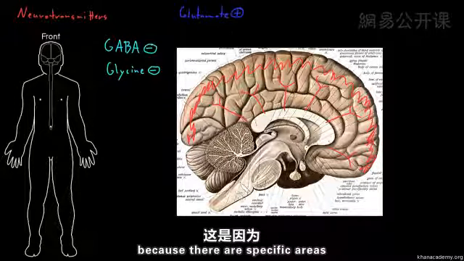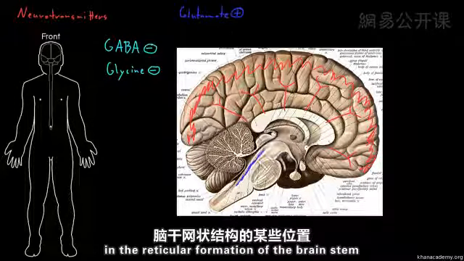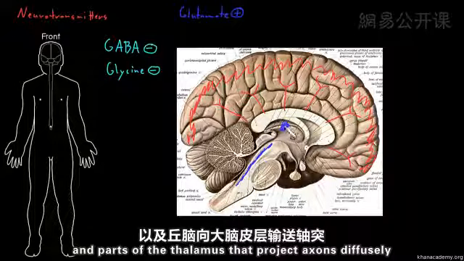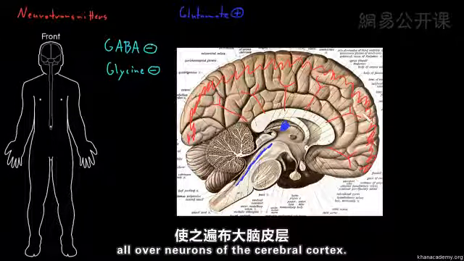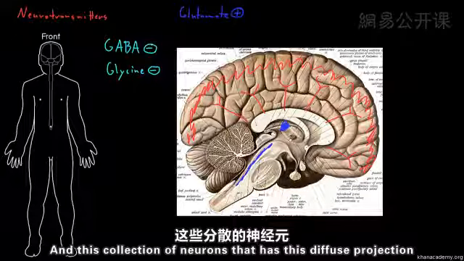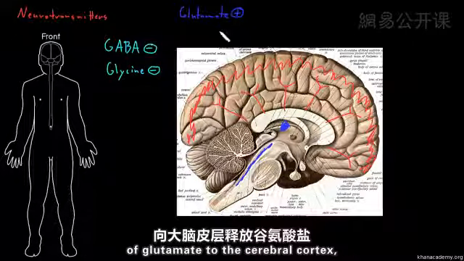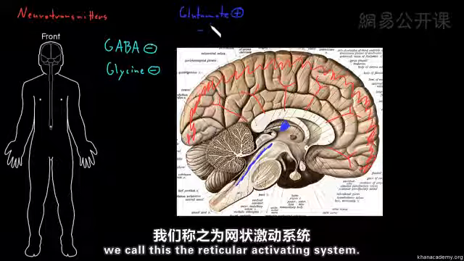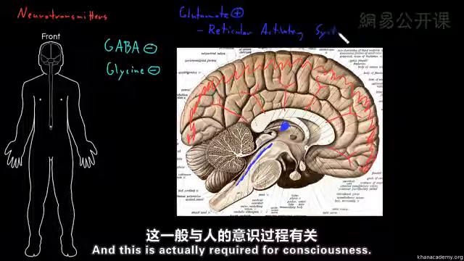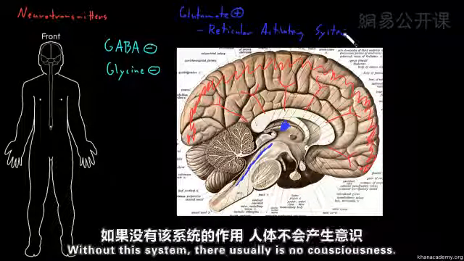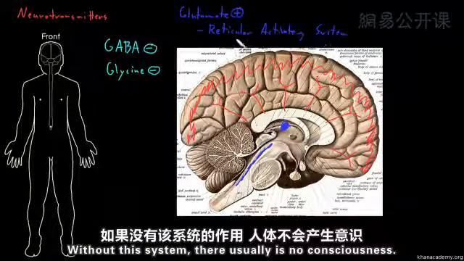So let me start introducing a few of these, and I'm going to start with glutamate, because there are some specific areas in the reticular formation of the brainstem and parts of the thalamus that project axons diffusely up to the cerebral cortex and release glutamate all over neurons of the cerebral cortex. And this collection of neurons that has this diffuse projection of glutamate to the cerebral cortex, we call this the reticular activating system. And this is actually required for consciousness. Without this system, there usually is no consciousness.